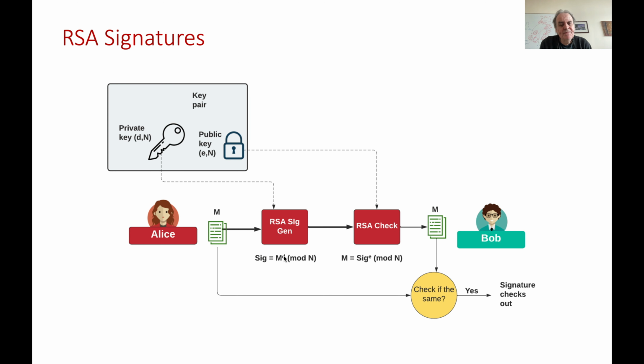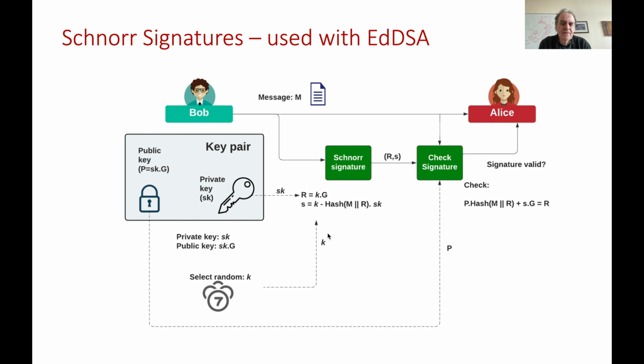RSA signatures are different because we use the private key, then we take the message to the power of d, the decryption exponent, mod n, and then on the other side we can do a check to get the original message back by taking the signature to the power of e, mod n. It's just basically the opposite operation to an encryption process.